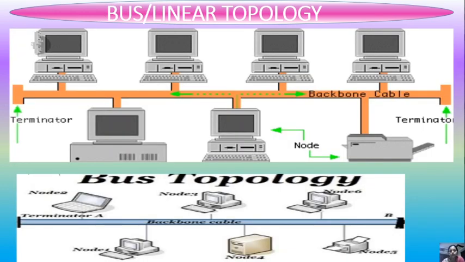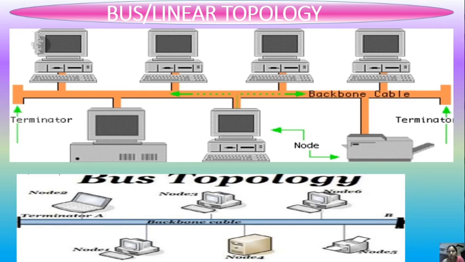Here the second topology is bus topology. You can see two images here. It is also called linear topology. Linear topology or bus topology, you can see the images. Systems are connected with a cable in a linear way, so that's why it is called linear topology.